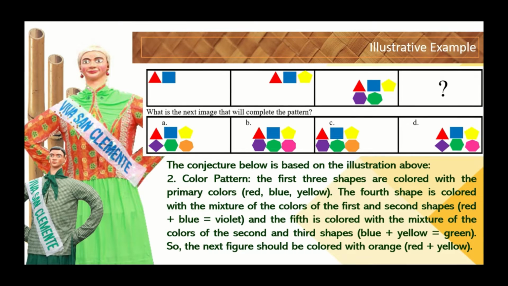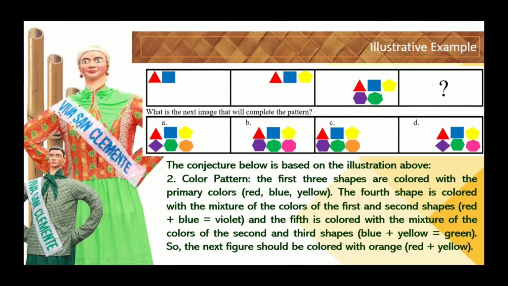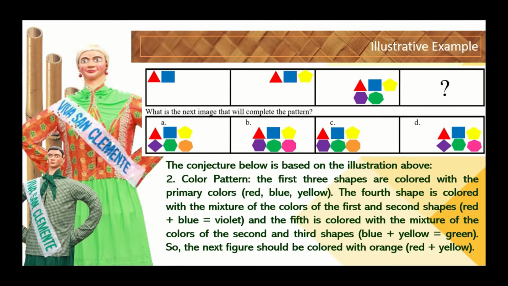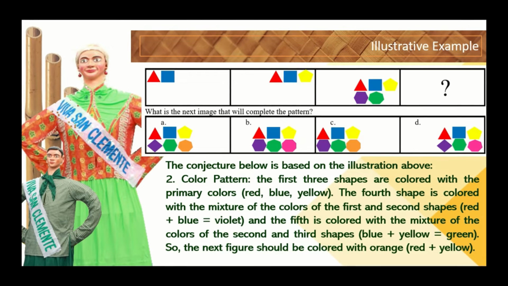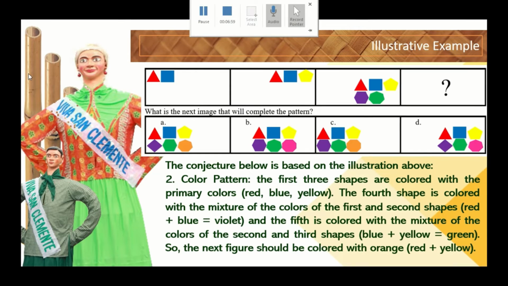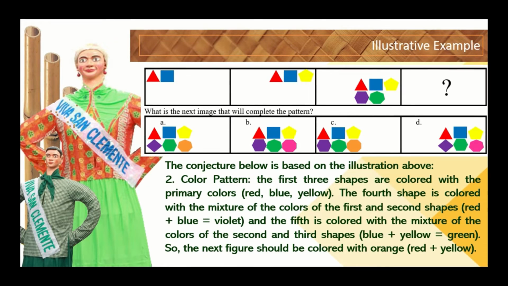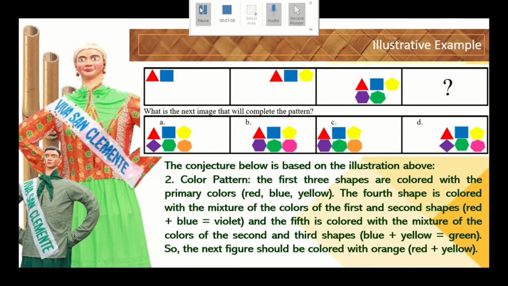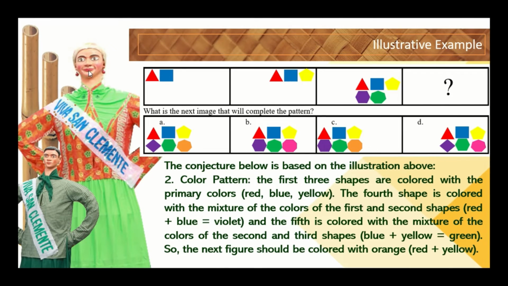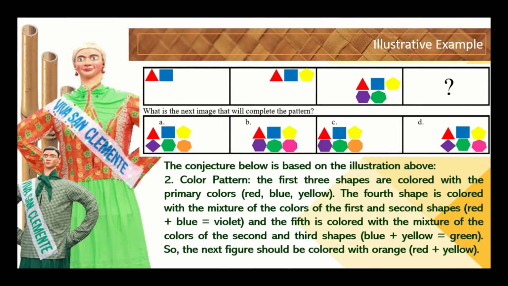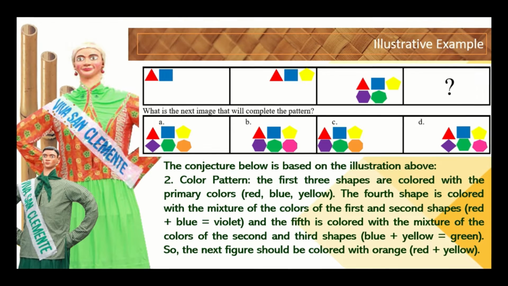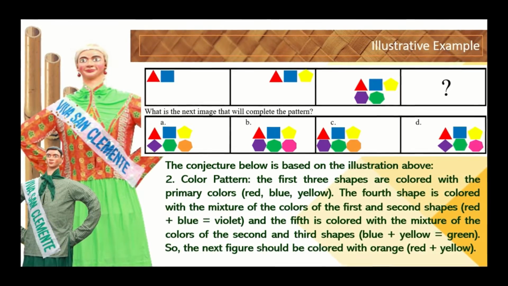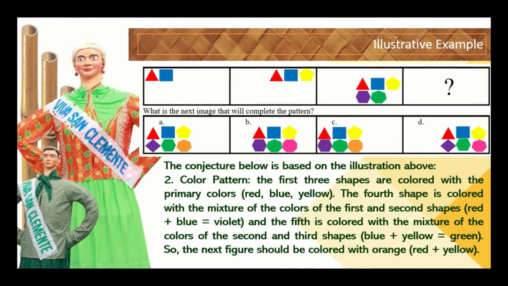The second conjecture is about color pattern. The first 3 shapes, the triangle, the square, and the pentagon, are colored with the primary colors red, blue, yellow, respectively. The fourth shape is colored with a mixture of the colors of the first and second shape, the red and the blue, which is equivalent to violet. The fifth is colored with a mixture of the colors of the second and the third shape, which is blue and yellow, equivalent to green. So the next figure should be colored with orange, which is a combination of the red and yellow colors.